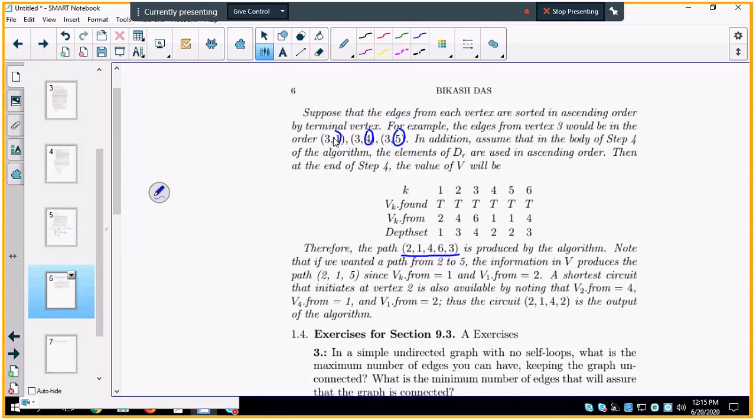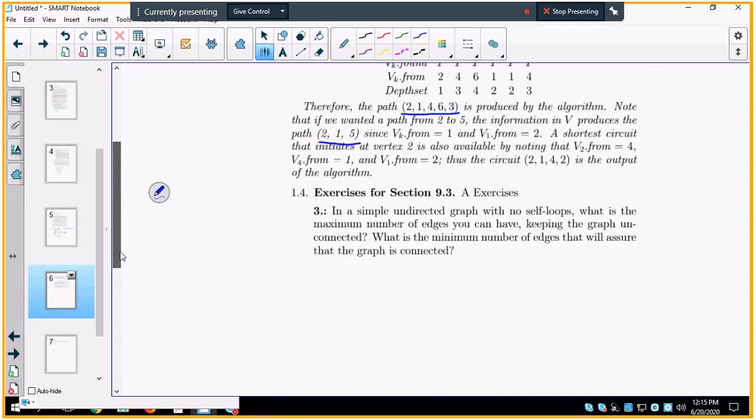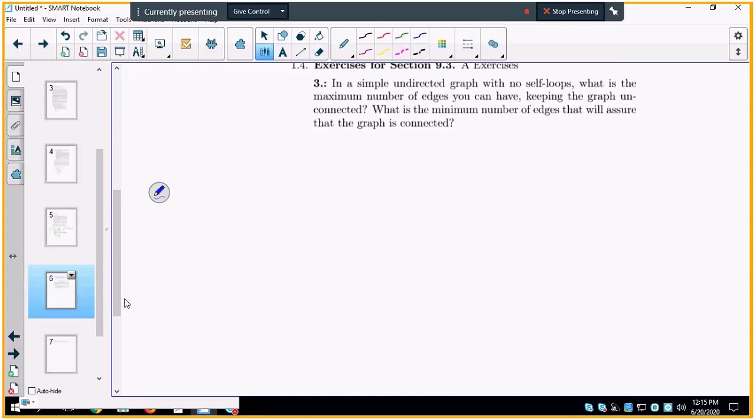So if we wanted a path from 2 to 5, then it would take that turn and we would get 2, 1, 5. But if we're just asking it to take us to 3, then it's going to produce this path, 2, 1, 4, 6, 3. And that's all right because the paths were the same length. The algorithm is going to give us a path that is the shortest, not necessarily all paths that are the shortest.